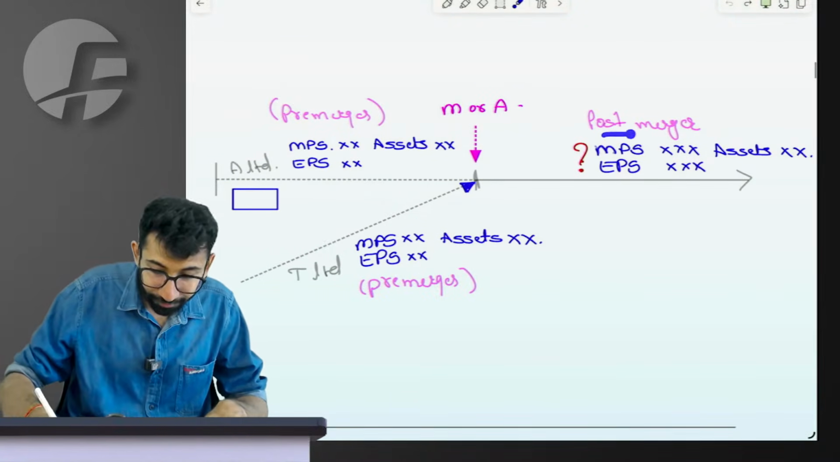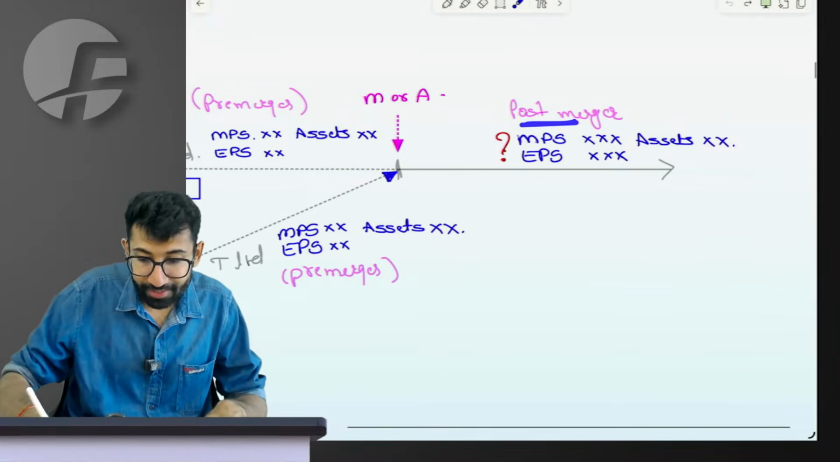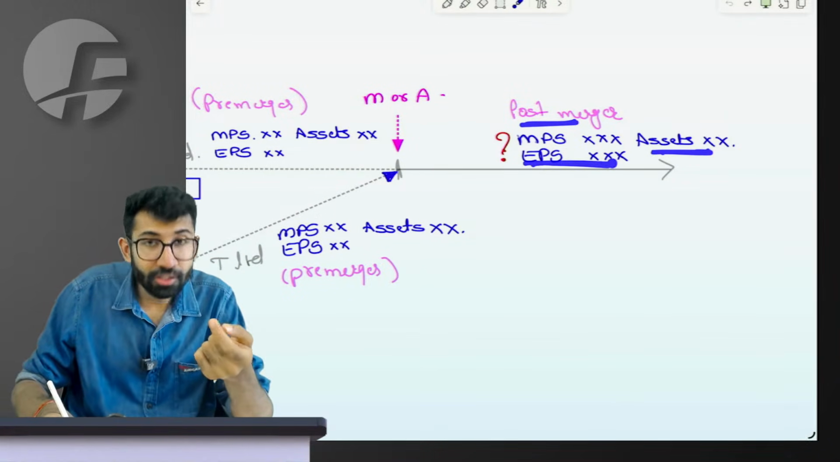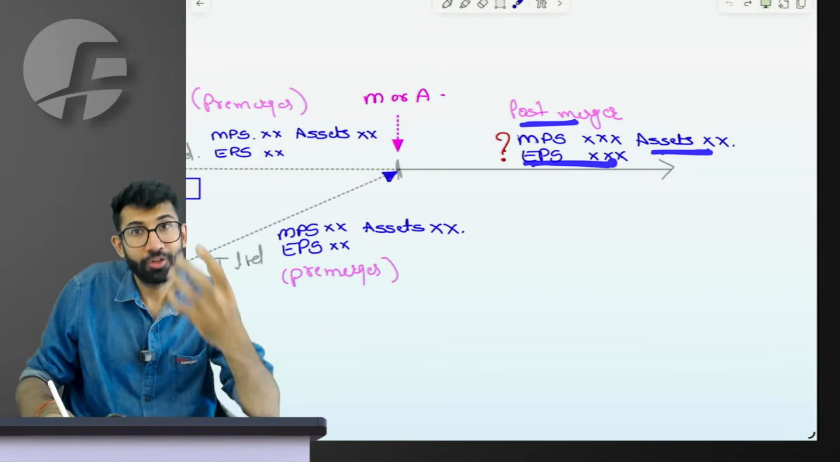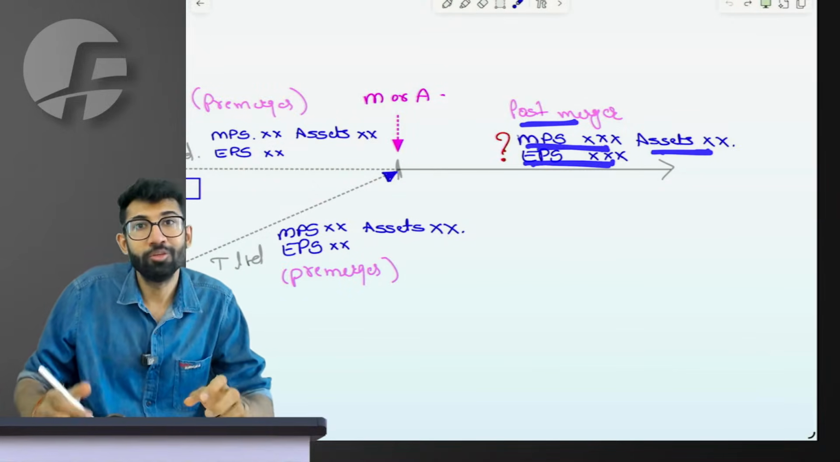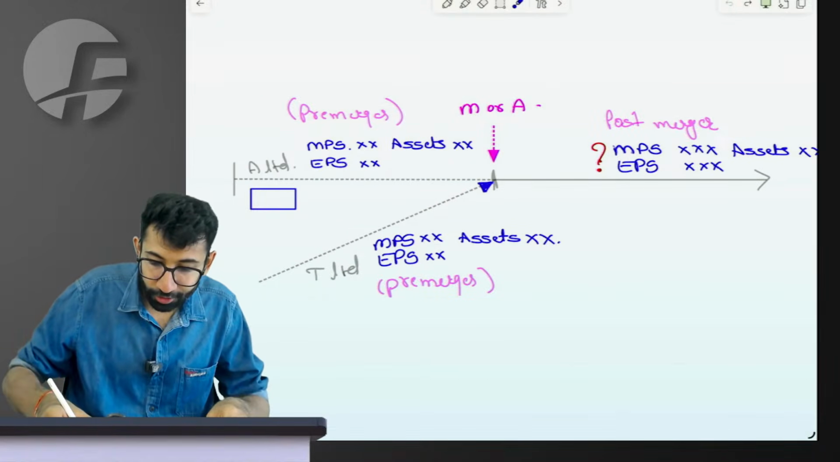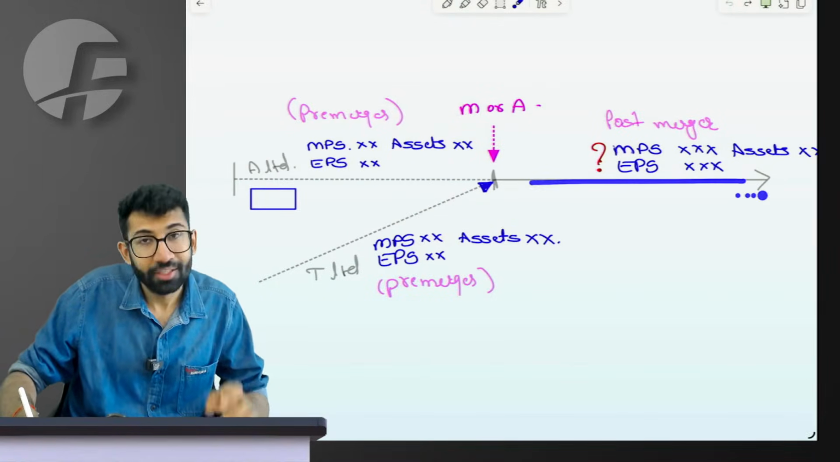Which means after merger, I have the assets which will be a combination of mine and yours. I will have the earnings of the company which will be the earnings of yours and mine. Similarly, my market value will be the combination of mine and your market value. That's, people, how the merger transaction is.